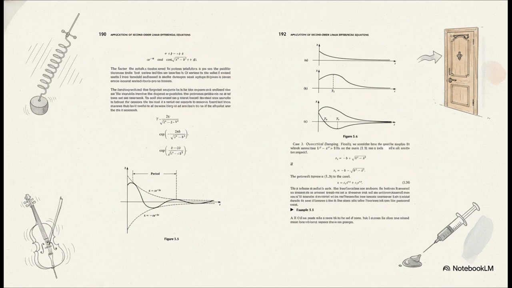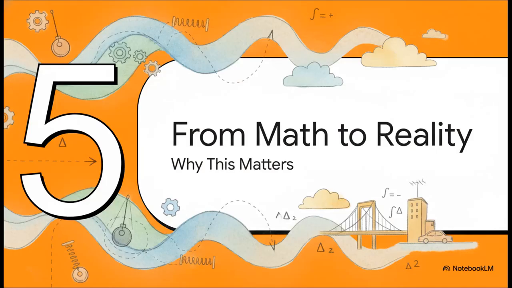You know a perfect example of this? A good automatic door closer, the kind that makes sure a heavy door doesn't slam shut. All right, let's bring this all home. In our last section, we're going to see how this all connects back to the world around us, because I promise this is way more than just a math problem.